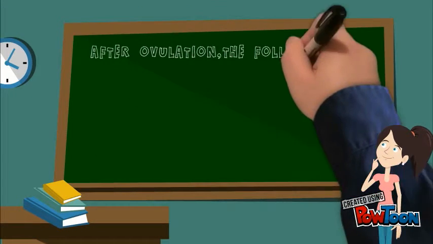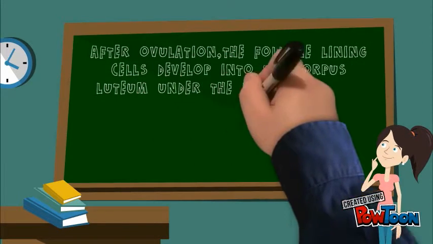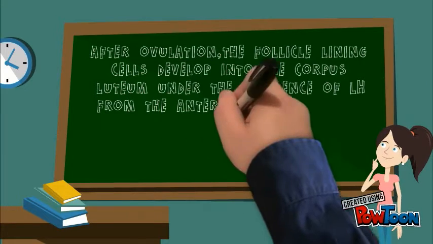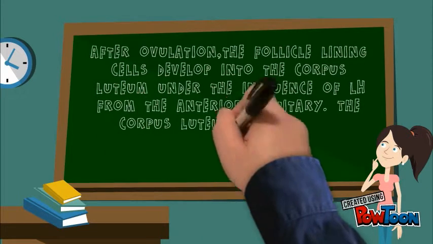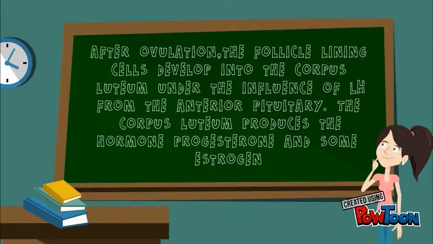After ovulation, the follicle lining cells develop into the corpus luteum under the influence of LH from the anterior pituitary. The corpus luteum produces the hormone progesterone and some estrogen.